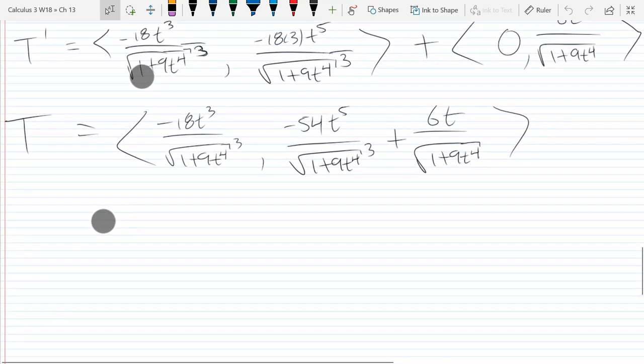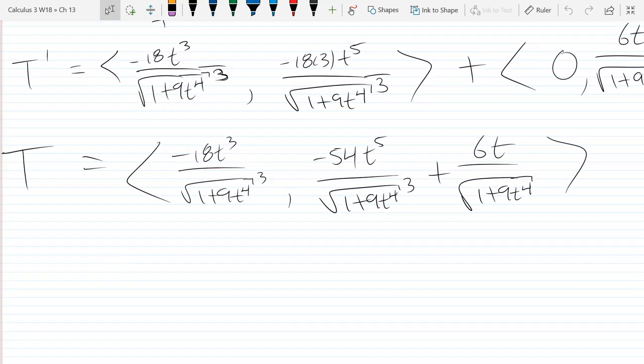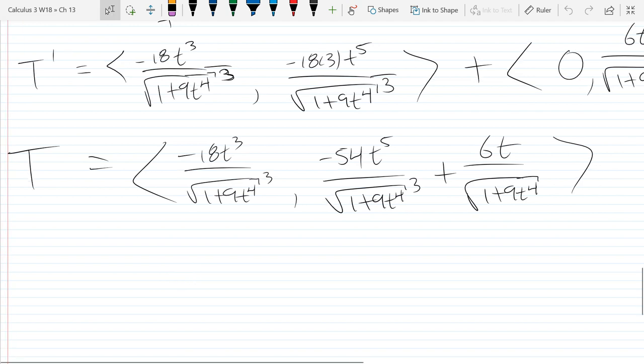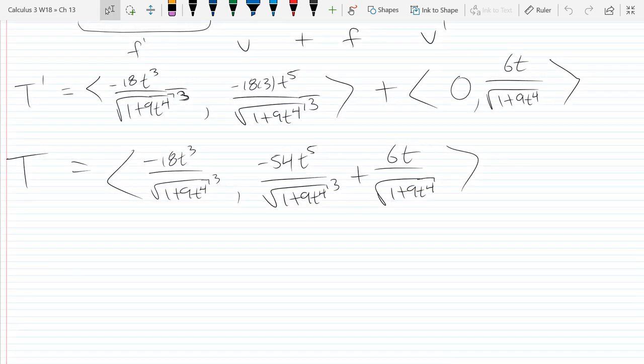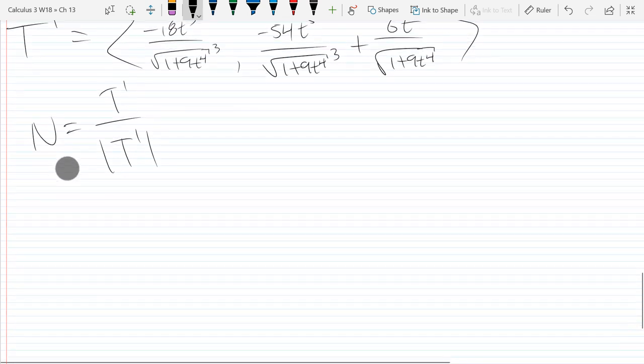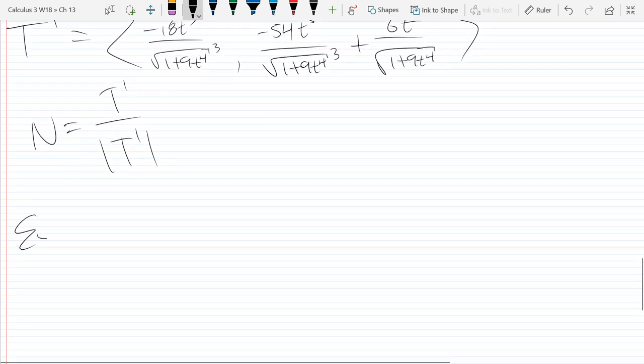So this last problem, we could finish it off. It's getting kind of ugly because the next step would be to find the magnitude, and then n is, let's see, wait, I didn't even, that is T prime. Is that right? Yeah. So the next step would be find T prime magnitude and divide by the magnitude. That would take quite a while, so we're not going to do it on this problem, but I think the next one is designed to work out a little better. So we'll do that.